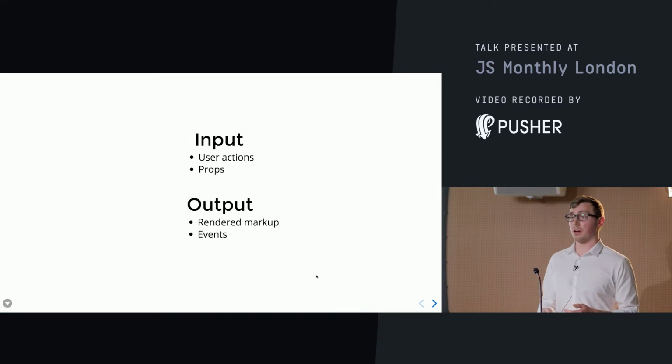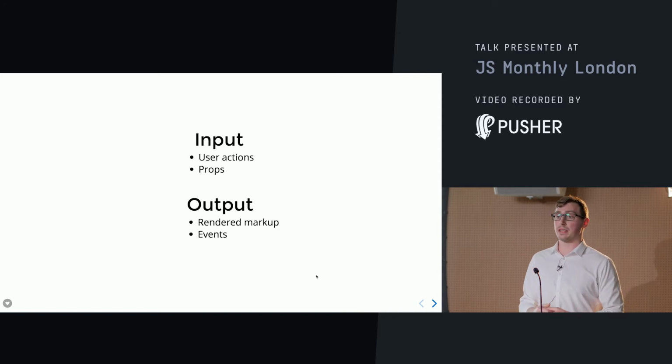The output of a component, ultimately, is the render function. That's the function that generates the virtual DOM, that generates the actual DOM node that's added to your application. And some component frameworks like Vue, for example, also output events.